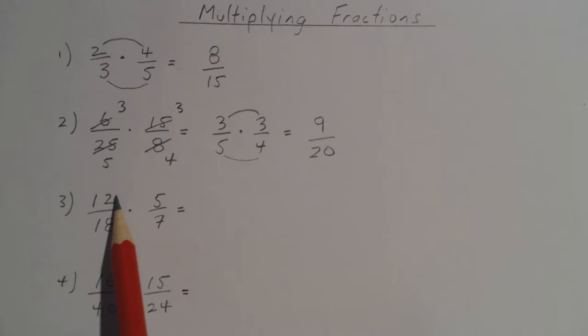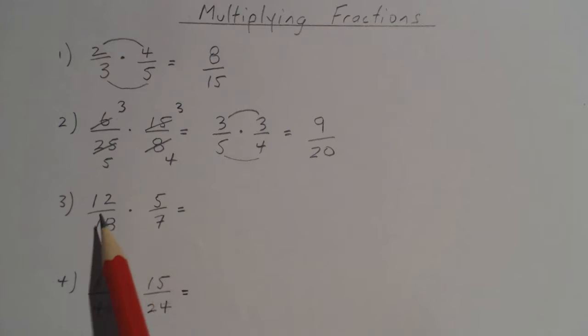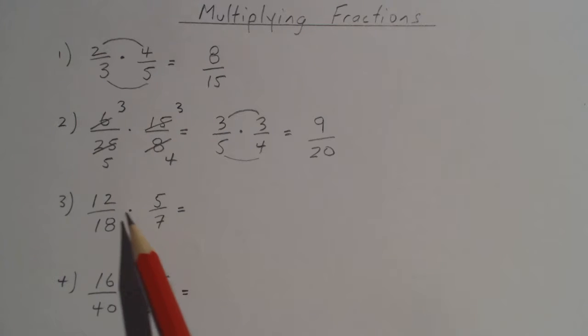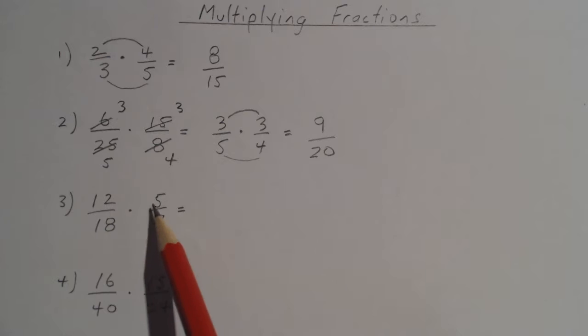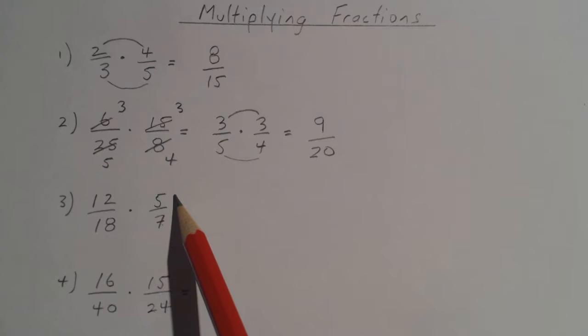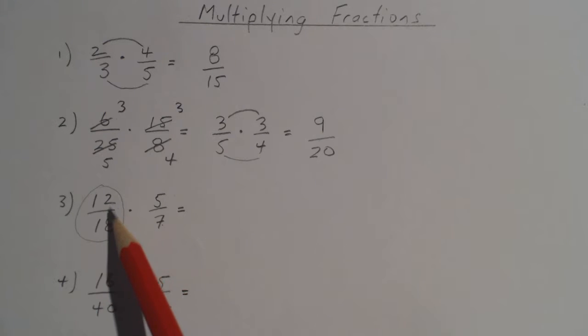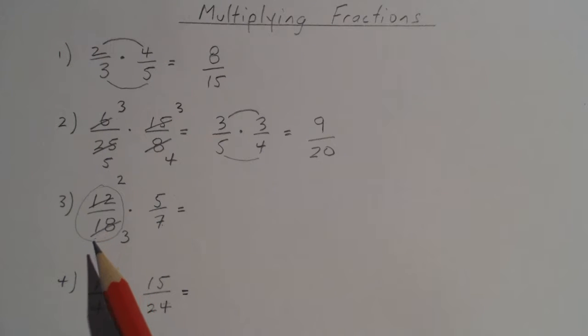Okay, the next example, we have 12 over 18 times 5 over 7. Now, I can't cross-cancel between the 12 and 7 in this example, and the 18 and 5, because there is no common number that divides into 12 and 7, and no common number into 18 and 5. But if you have a look at the 12 over 18, you'll notice I can simplify this fraction. Why? Because 6 goes into 12 2 times and 6 goes into 18 3 times. So where possible, always simplify the fraction itself.